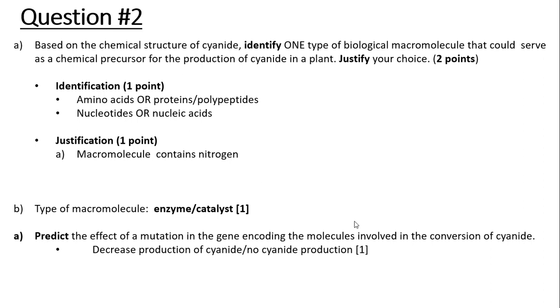The type of macromolecule that would be involved in converting the precursors is an enzyme. Enzymes are the molecules that are involved in chemical reactions in the conversion of materials. And for the second part of this, they asked you to predict the effect of a mutation in the gene encoding the molecules involved in the conversion to cyanide. You're going to see a decreased production of cyanide or no cyanide produced. So you got a total of 4 points for this question.